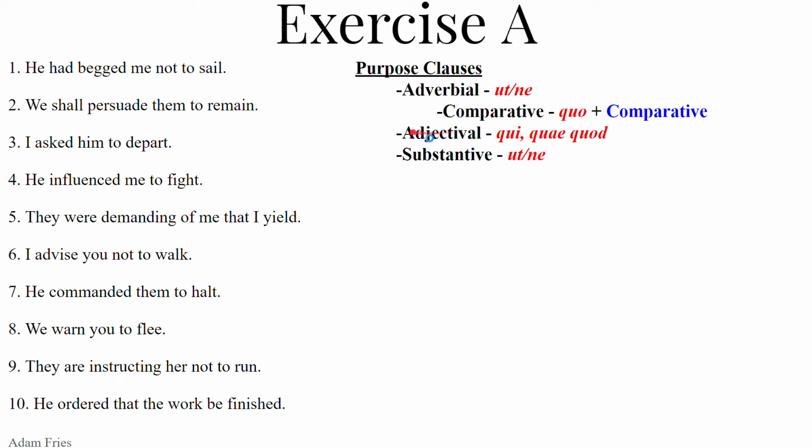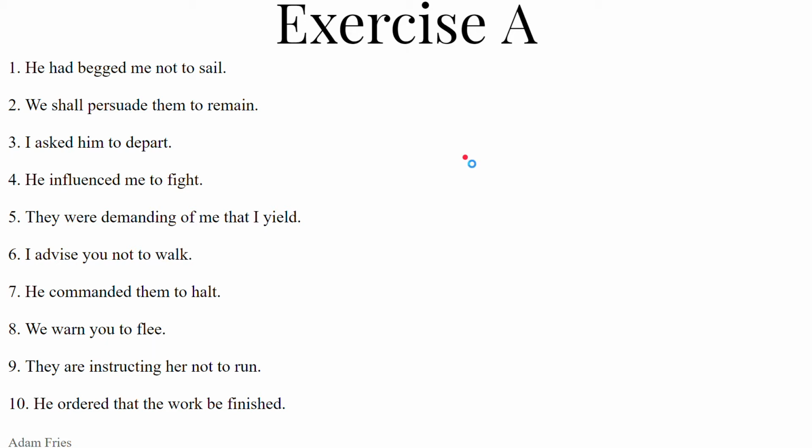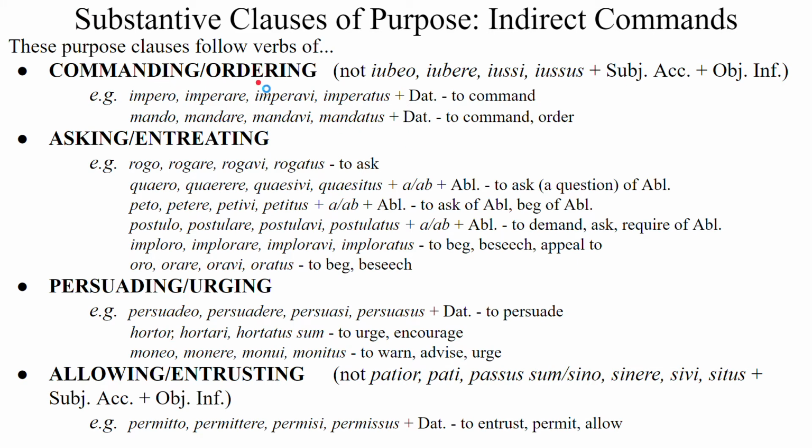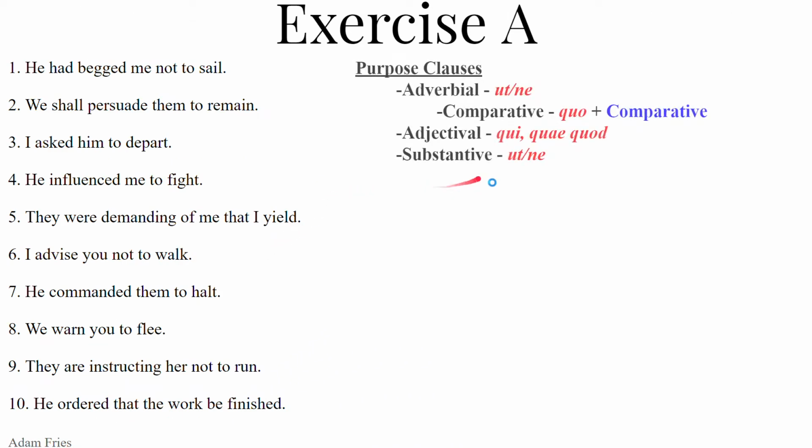The adjectival flavor of purpose clauses, otherwise known as the relative clauses of purpose, is introduced by the relative pronoun qui, quae, quod, agreeing with an antecedent in gender and number, not necessarily in case. And then the substantive clauses of purpose, the indirect commands, the focus of this chapter, are introduced by verbs of commanding and ordering, asking, entreating, persuading, urging, and allowing, entrusting, followed by ut or ne, and then a subjunctive verb.